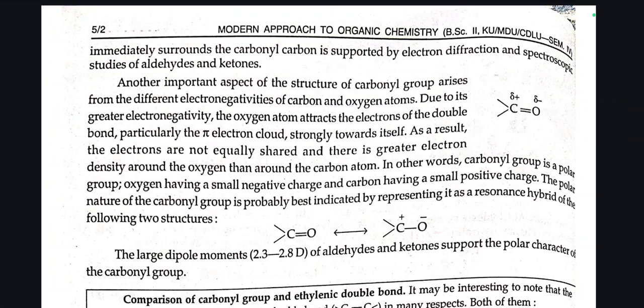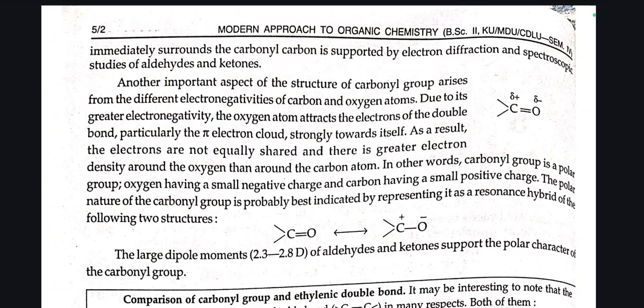Another important aspect of the structure of the carbonyl group arises from the different electronegativities of carbon and oxygen atoms. Due to its greater electronegativity, the oxygen atom attracts the electrons of the double bond, particularly the pi electron cloud, strongly towards itself. As a result, the electrons are not equally shared and there is a greater electron density around the oxygen than around the carbonyl carbon atom. In other words, the carbonyl group is a polar group, oxygen having a small negative charge and carbon having a small positive charge.